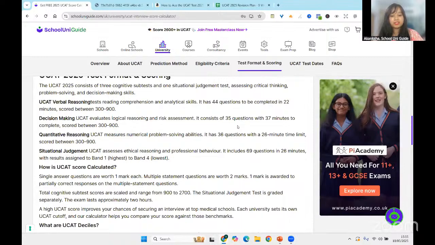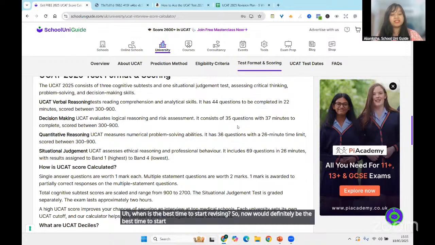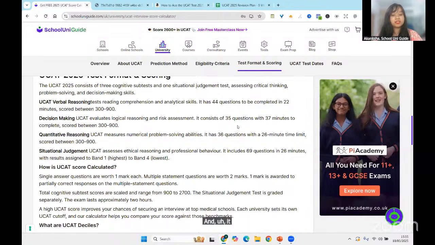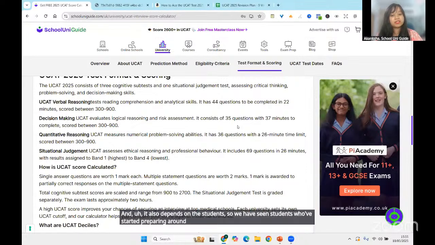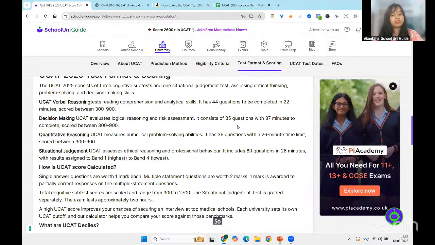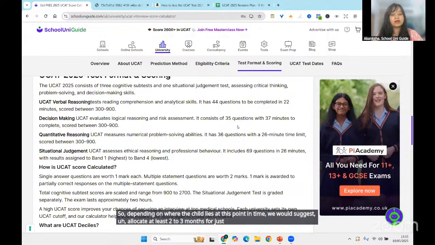Rajiv has a question. When is the best time to start revising? So now would definitely be the best time to start revising, with approximately a month left for the examinations to start. And it also depends on the students. We have seen students who've started preparing around 4 to 5 months prior and have revised in the last 1 month, and they've gotten really good scores. So depending on where the child lies at this point in time, we would suggest allocating at least 2 to 3 months for just revising all the concepts.